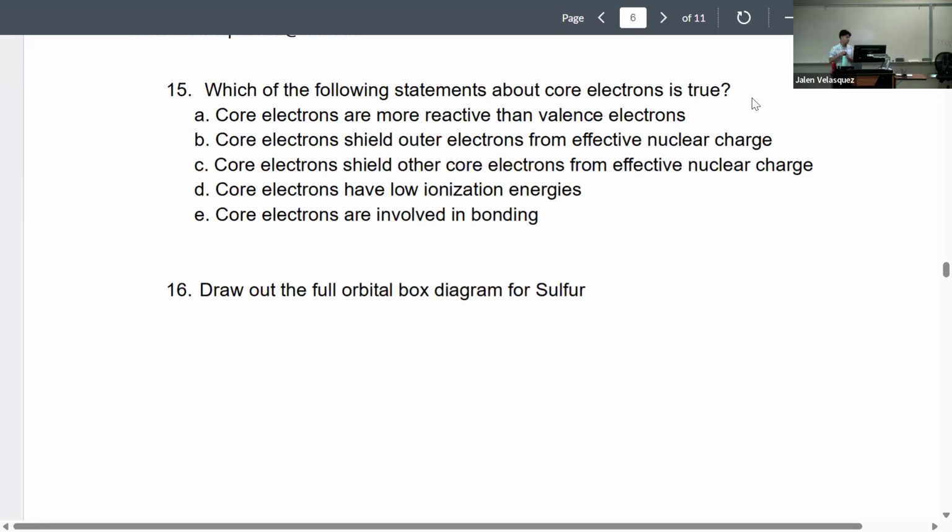No, there's only one answer. And this is not the first time you've seen this question before. It's been in a past exam review. So what do we think is the answer here? What is correct about core electrons? It's going to be B, good. Core electrons will shield the valence electrons from the effective nuclear charge.